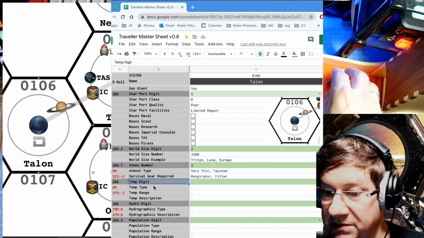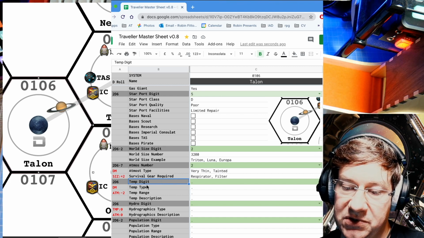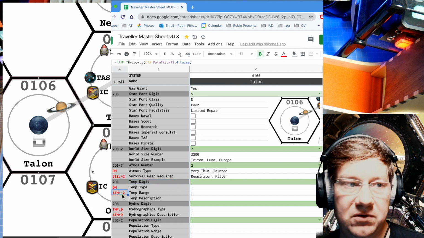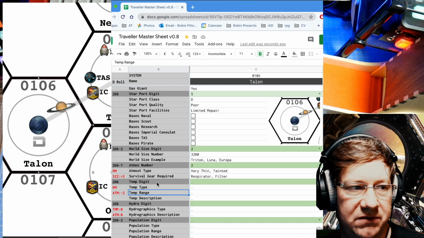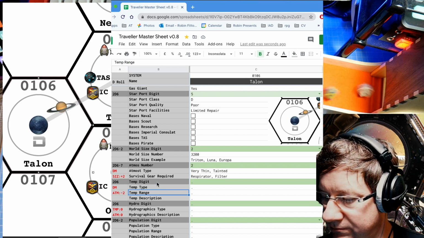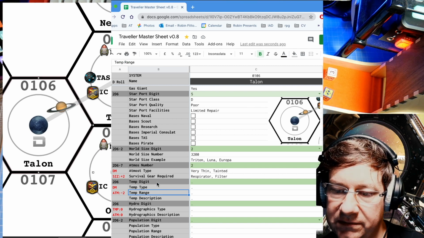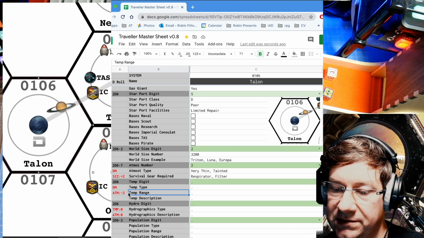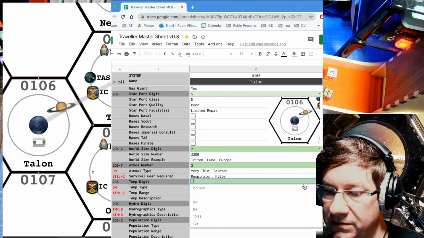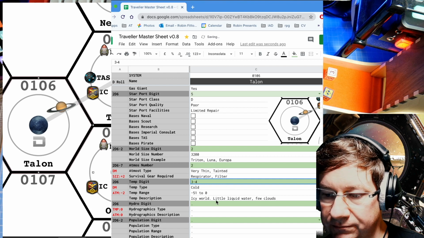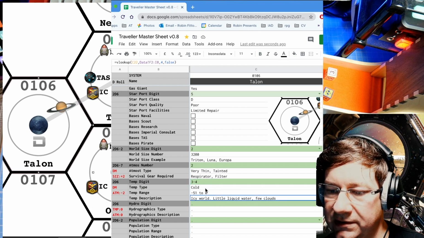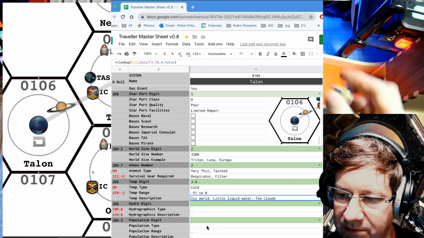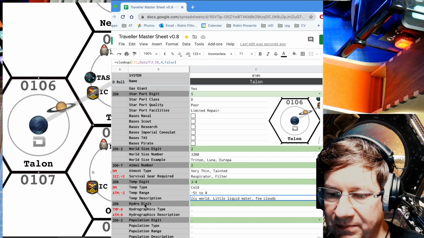And then the temperature. So the temperature is just a 2d6, and you roll a minus. I've got a modifier for the atmosphere. The modifier is minus 2 against that roll. So a 5, minus 2. So we've got a temperature digit of 3. So it's a little bit chilly. It's an icy world, little liquid water, few clouds. So this is a little nugget of a planetoid forming up here.